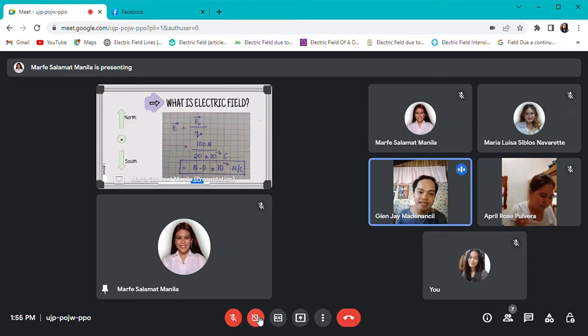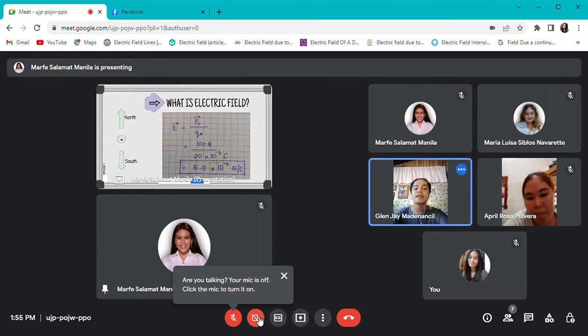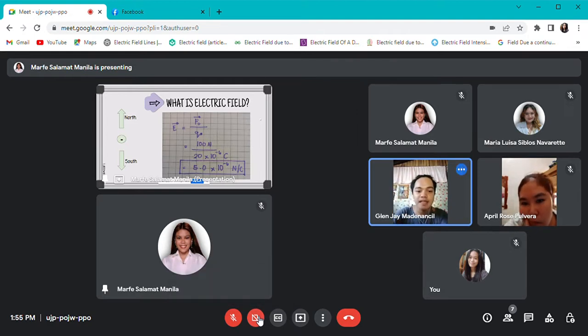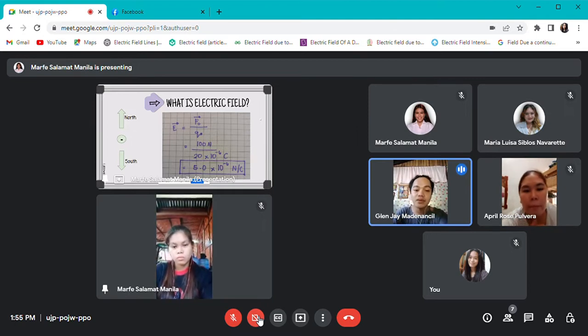Focus your attention on the left part. There is an illustration with arrows. So we will determine first the direction. Di ba ingon ka ganina, ang point charge nato is negative? So I indicated there, this is the point charge in a circle, negative.